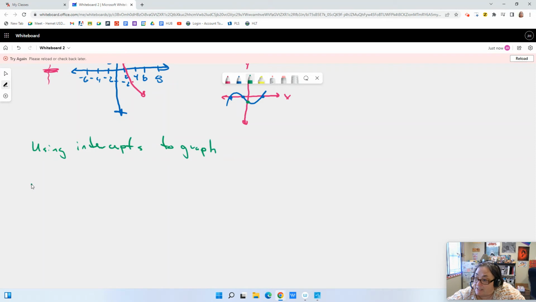To find an x-intercept, my handwriting's gotten worse this year, I feel like. I feel like I used to be much better at writing stuff on there.